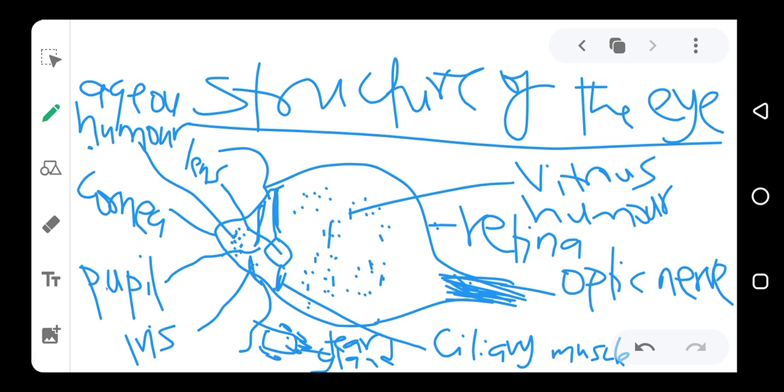Now in our next lesson, we are going to talk about what can go wrong, or the defects of the eye. That is the problems that we used to have with the eye. We call them defects of the eye. So we are going to study the different problems of the eye, and then we talk about other sense organs.